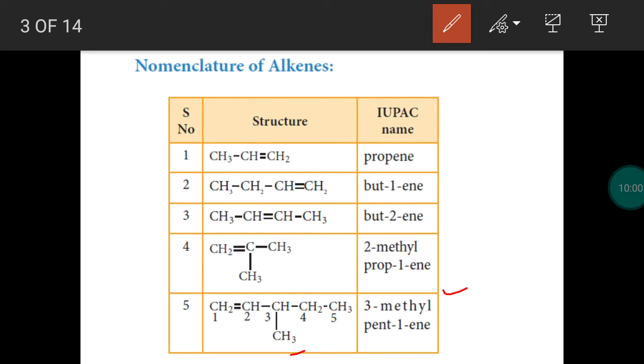The substituent is indicated. Next, the root word. The longest chain has 5 carbon atoms, root word pent. We have a double bond, primary suffix is ene. The position of the double bond is 1. So the IUPAC name of the fifth example is 3-methylpent-1-ene. All these we already studied; to remind you, I have recalled them.